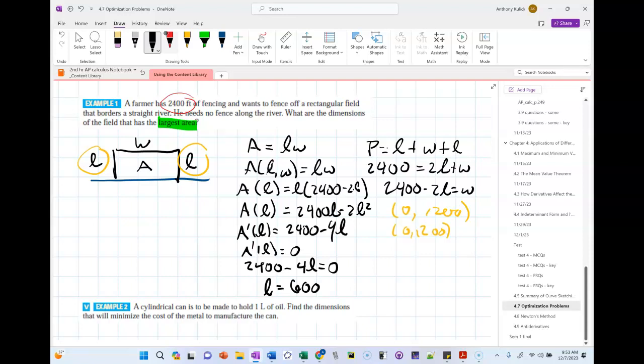So I don't need to check the endpoints, but I don't know for sure if this critical value, the one critical value we have, is a local minimum or a local maximum, right? So we don't know if what we found was the best way to do this or the worst way to do this. There's two ways to check. What are the two ways I could check that?